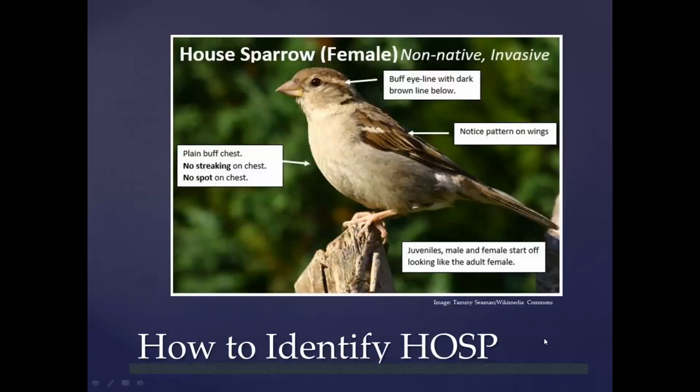So now this is a female house sparrow, and you'll see she looks quite different from the male. But again, you'll see that kind of chestnut pattern on her back here, similar to the male. And with the female here, you'll see a buff eye line with a dark brown line below. And there's no streaking on the chest, no spot on the chest. It's just pretty plain looking. Young house sparrows, when they fledge right out of the nest, they often look like this too before they start getting their mature coloration later on.